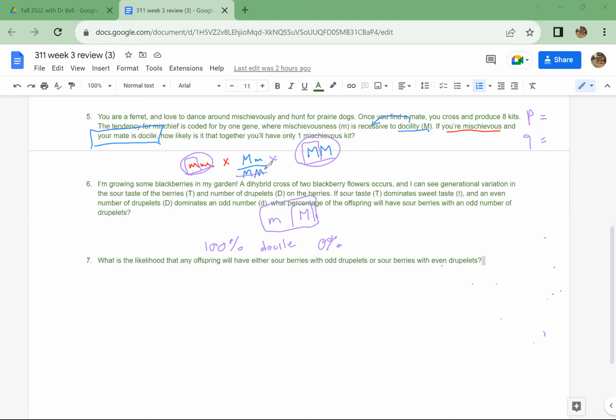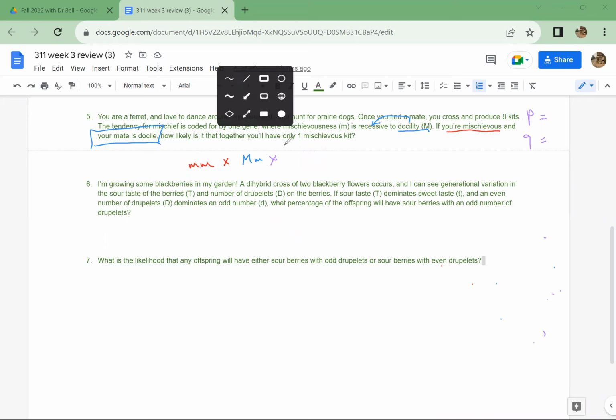So because we know that, let's now explore this one. We can keep that in mind, that the other cross would result in 0 mischievous individuals. We can keep that in mind for this answer. So let's explore this cross now. When you cross these individuals, you can once again only contribute a lowercase m.